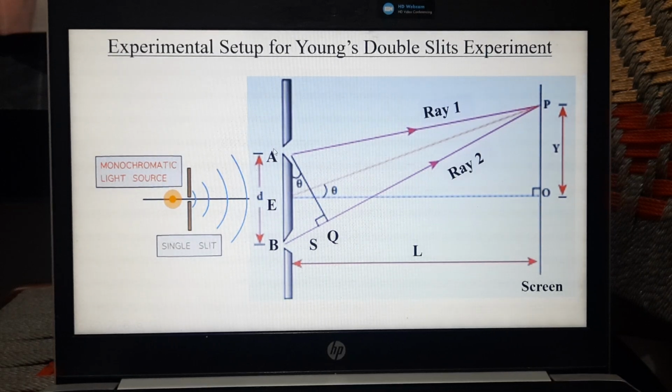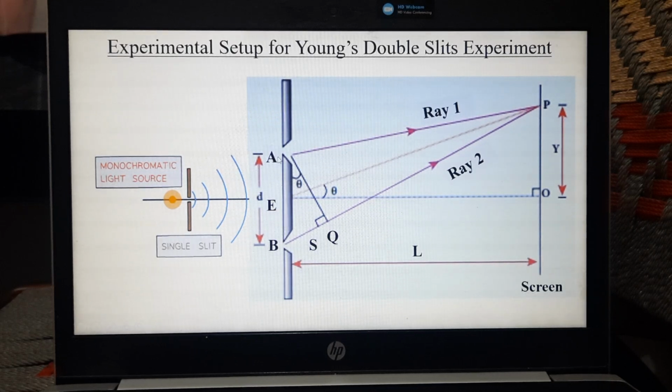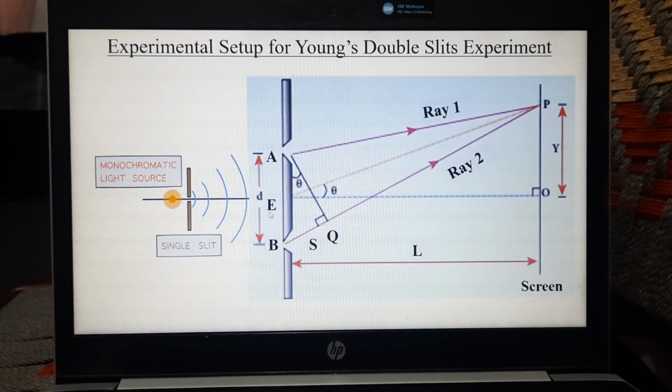Here in this diagram, try to understand the different parameters. Look, there is a slit 1 which is represented by A, another slit that is represented by B. So these are the two slits. That's why the experiment is known as double slit experiment. The midpoint between the two slits is represented as E, and the total distance, the spacing between the two slits, is represented as D.